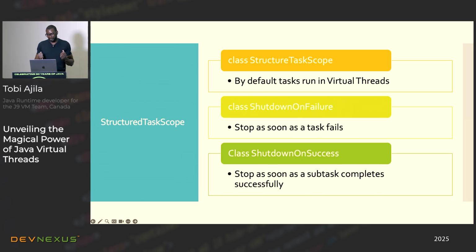There are different types of structured task scopes. The one I showed you is the basic one. There are others that allow you to short-circuit common cases. If you want to stop all units of execution as soon as there's a failure, then you'd use the shutdown on failure scope. And if you want to stop as soon as one of the threads succeeds, then you'd use the shutdown on success scope.